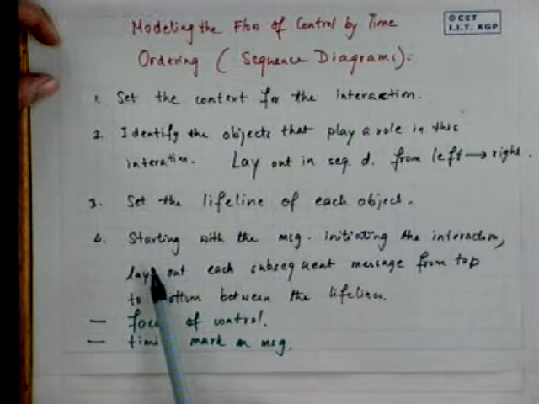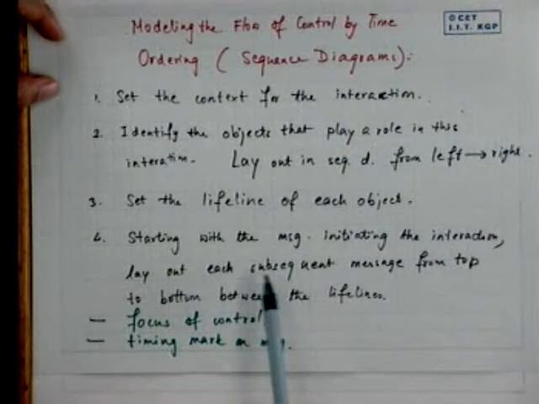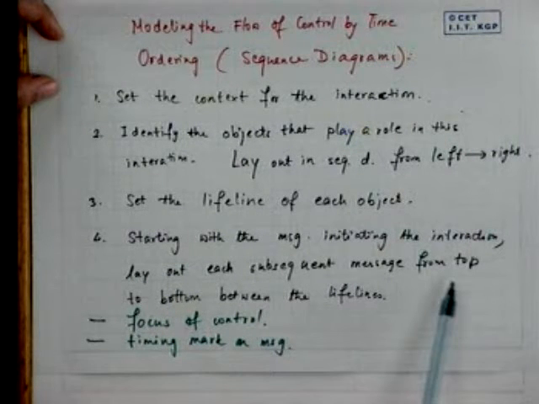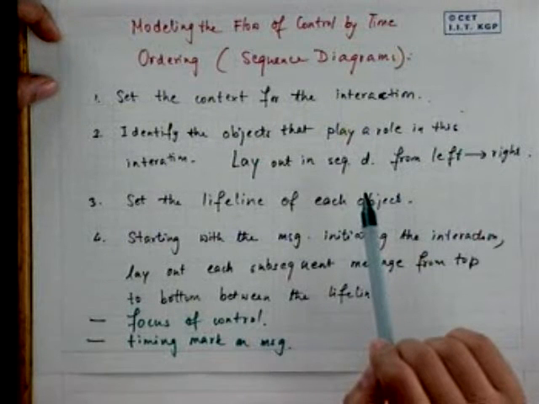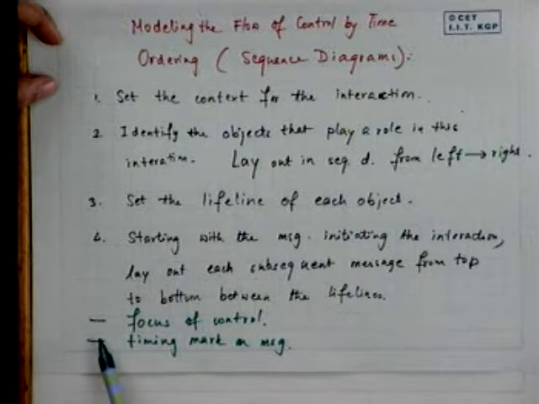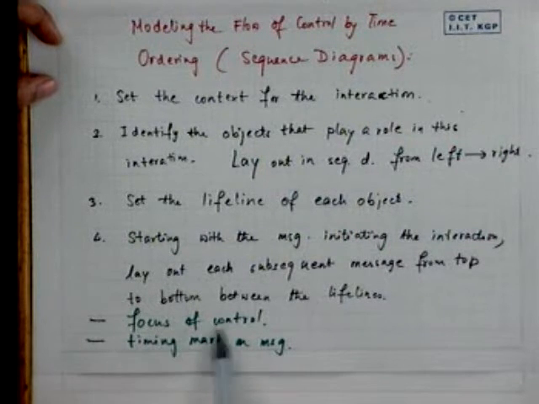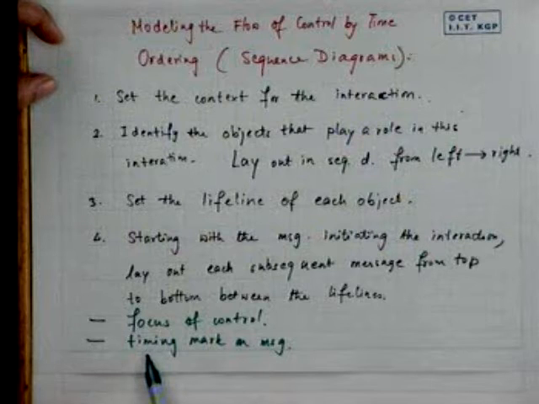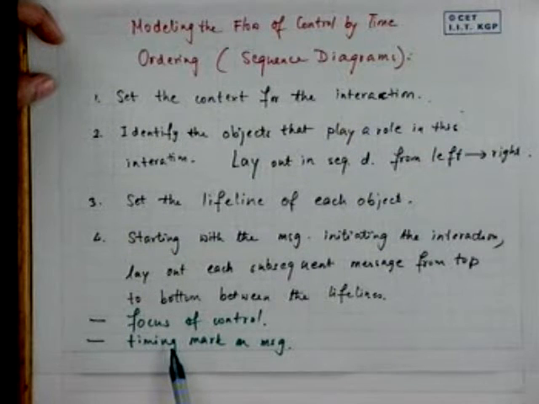Fourthly, starting with the message which initiates the interaction, we lay out each subsequent message from top to bottom between the lifelines. And finally, we put two adornments in the diagram. We identify the focus of control in the lifeline of the various objects, and then we put timing marks on messages to indicate their time ordering, and we may also put suitable time or space constraints in the diagram.